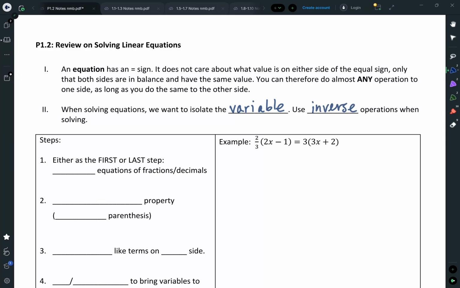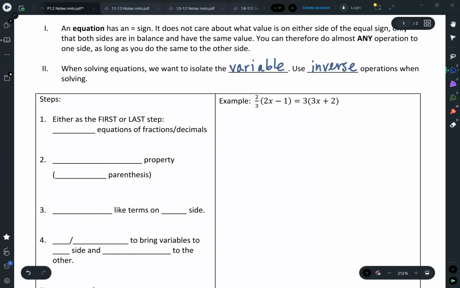A lot of students think about undoing or canceling out, and those are good ways to think about it, but our proper vocab word would be an inverse operation. So if there's addition, we would subtract. If there's multiplying, we would divide. So our steps, it's a little tricky to say what we do every single time, but either the first or last step is to clear equations of fractions or decimals. And we'll talk about that in a little bit.